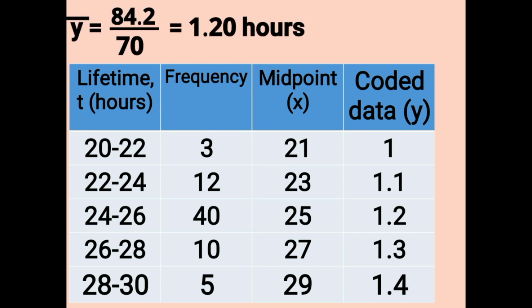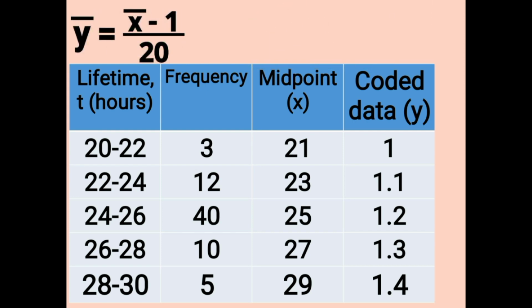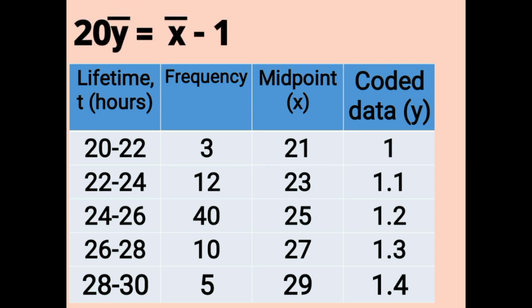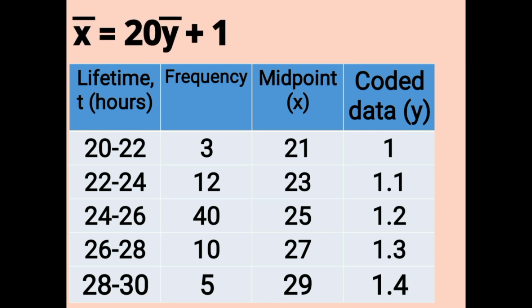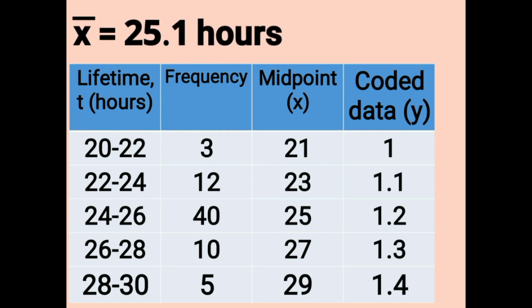Now find an estimate for the mean of the original data. Since we know the mean of the coded data, we can use this formula to get an estimate for the mean of the original data easily. The data was coded using the formula y equals (x minus 1) over 20, and hence the mean of the coded data, y bar, equals (x bar minus 1) over 20. So, we can rearrange this formula to get x bar, the mean of the original data. Rearranging gives 20 y bar equals x bar minus 1, so x bar equals 20 y bar plus 1. And hence the mean of the original data, x bar, equals 20 times 84.2 over 70 plus 1, which equals 25.1 hours.